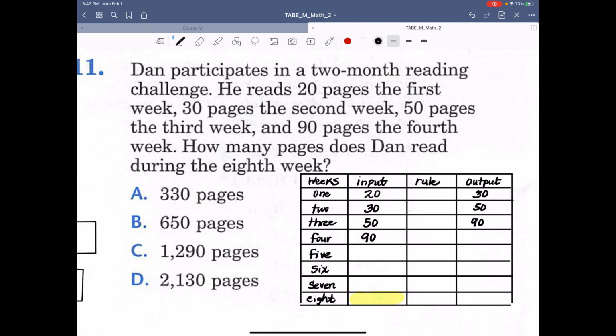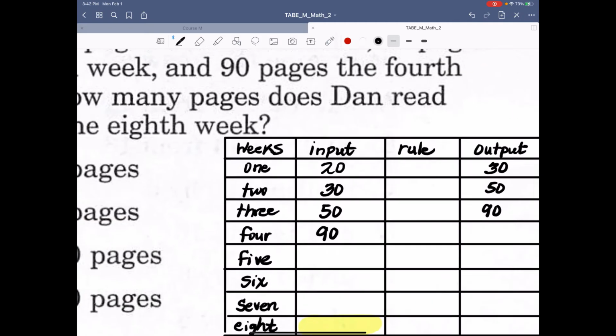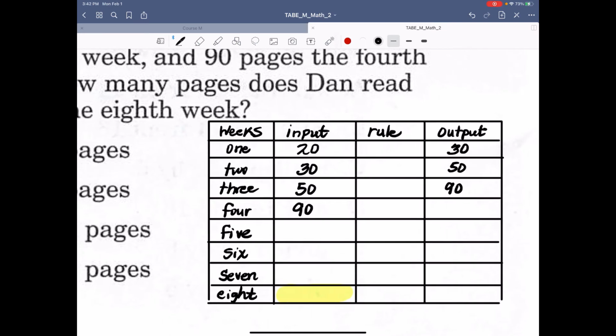Now, it looks like building up, okay? Because we're going from 20 to 30, and it is building up. It's also breaking down. The rule that will fit this whole table is first you double it, and then you subtract 10 pages. 20 times 2 is 40, minus 10 is 30. 30 times 2 is 60, minus 10 is 50.